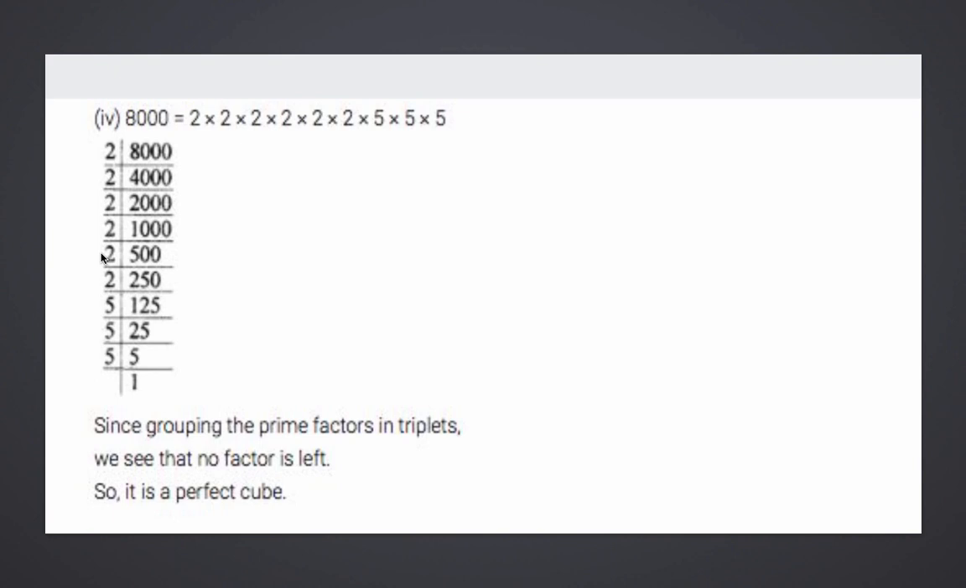Square root, we do take 2 to pair. So triplet it is. A 5 triplet is formed, a 2 triplet is formed, and again a 2 triplet is formed. So yes, since the grouping of prime factors occurs in triplets, we see that there is no factor left. So it is a perfect cube.